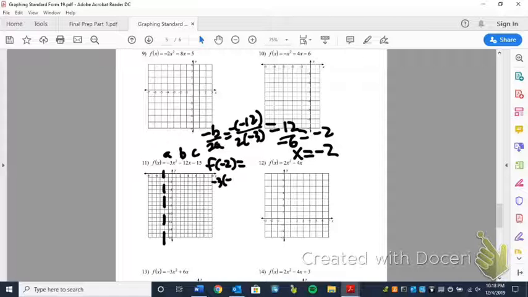That gives us negative 3 times negative 2 squared minus 12 times negative 2 minus 15. Well, negative 2 squared is 4. 4 times negative 3 is negative 12. Negative 12 times negative 2 is positive 24.